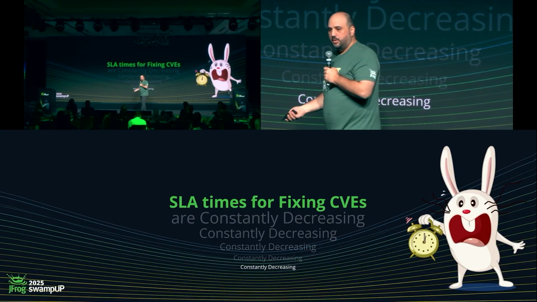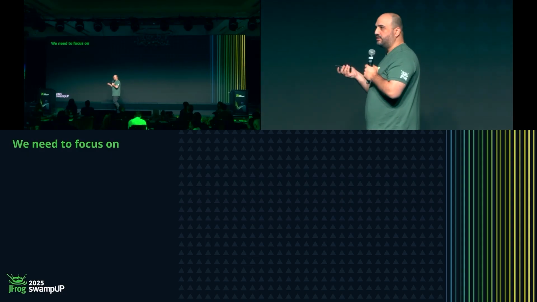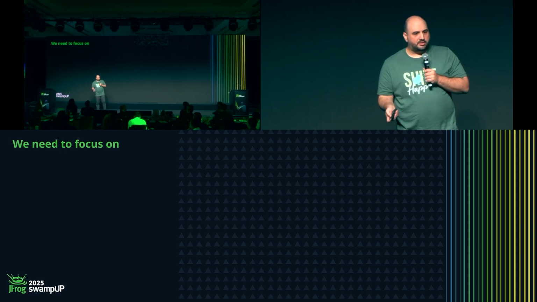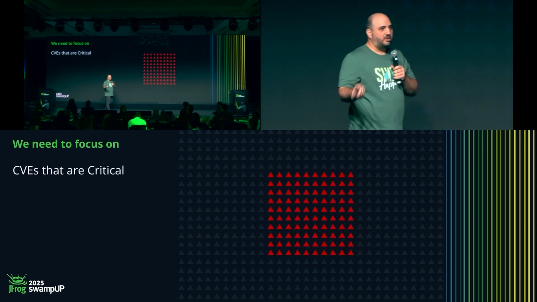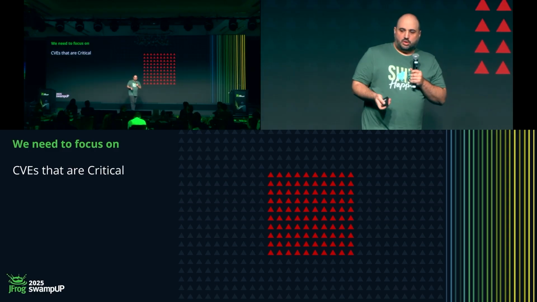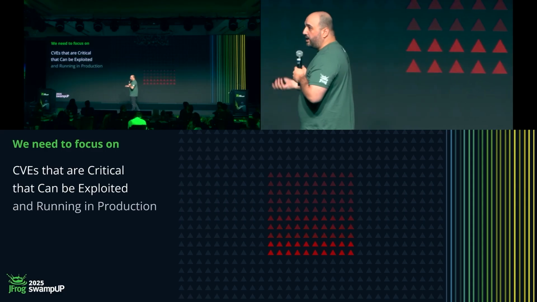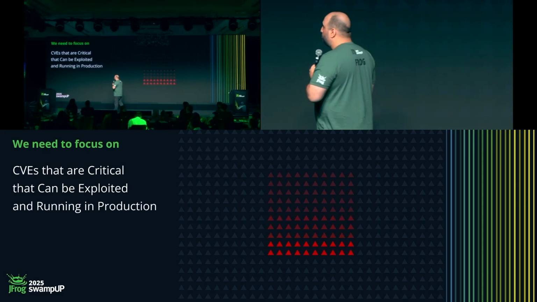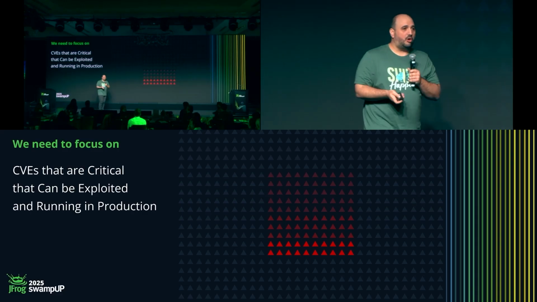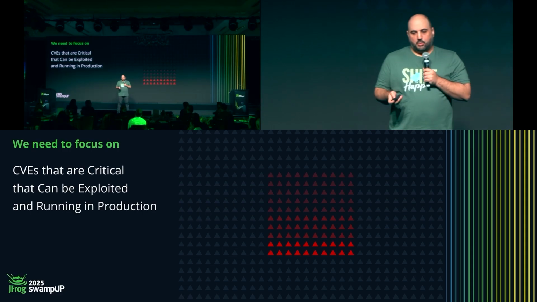So what do we do? At JFrog, we really think we need to focus. As an industry, as a community, we cannot solve everything. We need to focus on what matters. And what we think matters are CVEs that are critical, really critical. We'll talk about that. And also CVEs that can be exploited. And finally, CVEs that are actually running in production. These are the things that we should all care about. These are the things that you get a call in the middle of the night for. So we need to focus on that and not just check boxes.